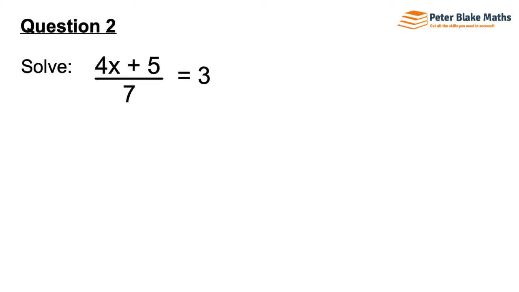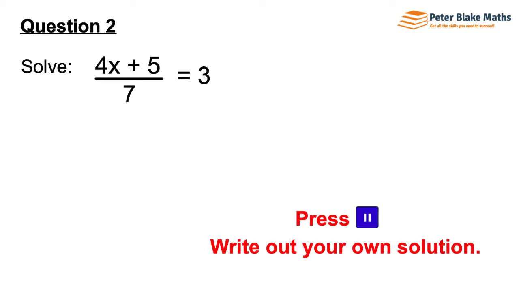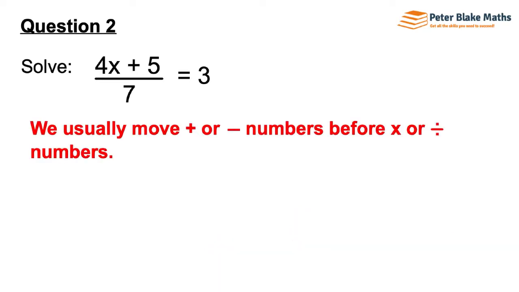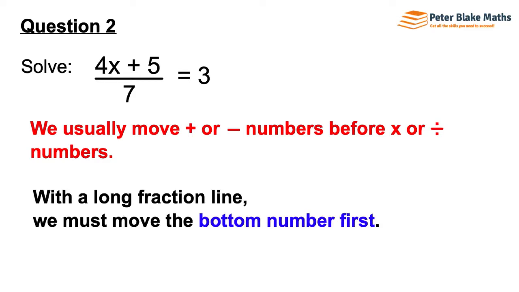Question 2. Solve 4x plus 5 all over 7 equals 3. Now we usually move plus or minus numbers around, trying to get the letter, or the x in this case, on its own. We usually move the plus or minus numbers before we move any multiply or divide type numbers. But because of that long fraction line, we must move the bottom number first. We're going to move the 7 first before we have a look at moving the 5 or the 4.